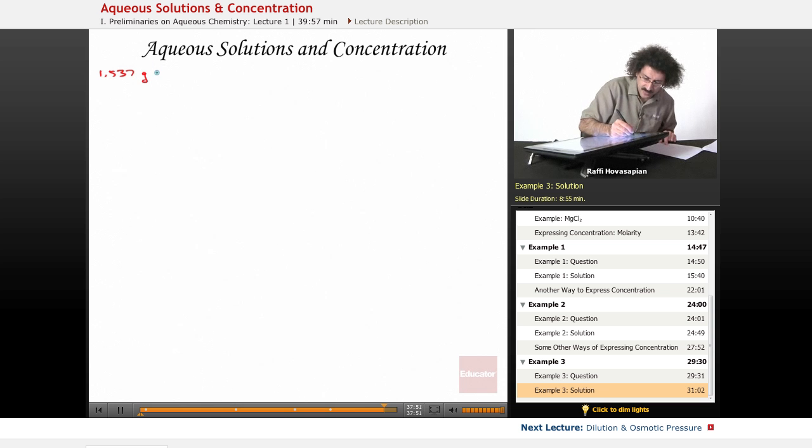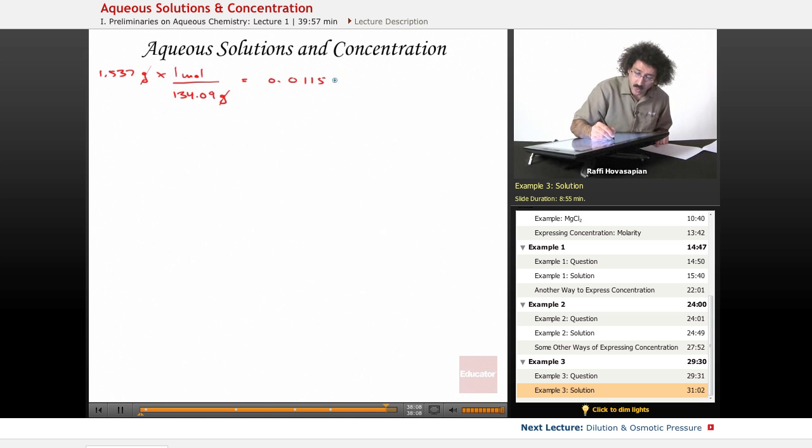So I've got 1.537 grams of malic acid times 1 mole. And again, I look it up if the problem doesn't give it to me. 134.09 grams. This is just basic stoichiometry. And I get 0.0115 moles of malic acid. Okay, we are done.